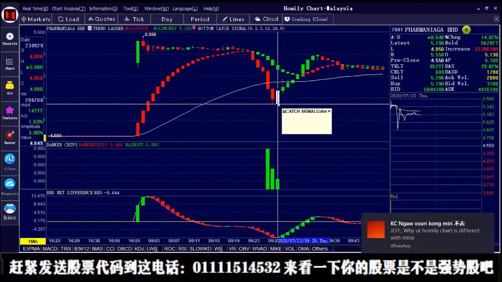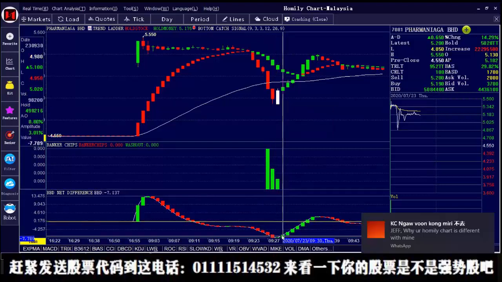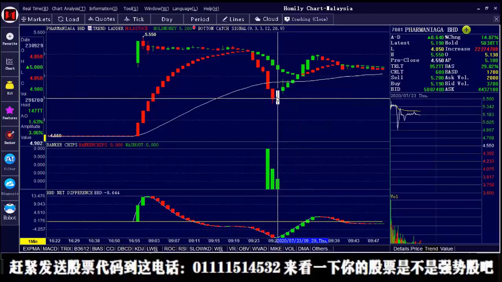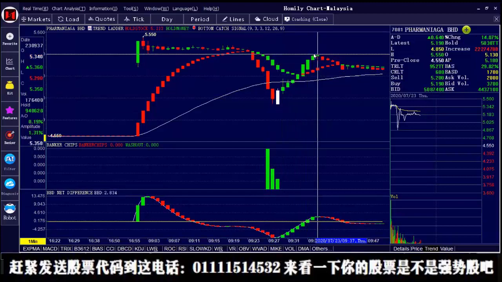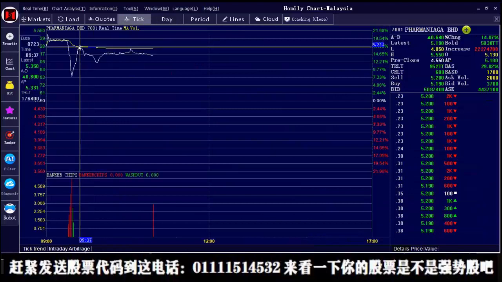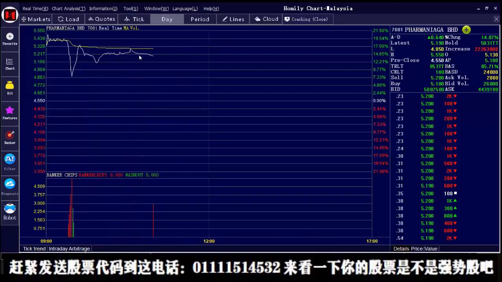You can enter here once you see the white candle, and then confirm with the BBD net difference, the big money, the big deal increasing. So here should be the buy point. Then you can go to this chart. Your sell point should be the yellow line. If it cannot break out, you should sell it. Okay, this is the second time it cannot break out.